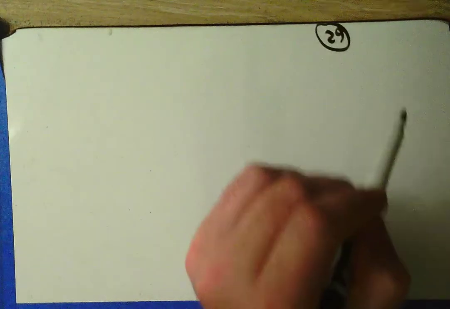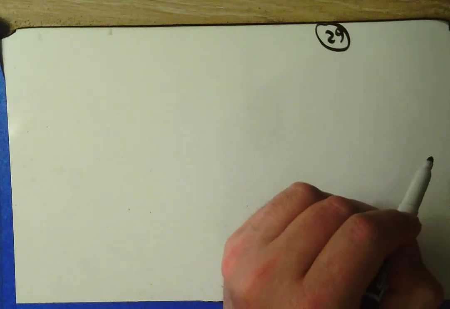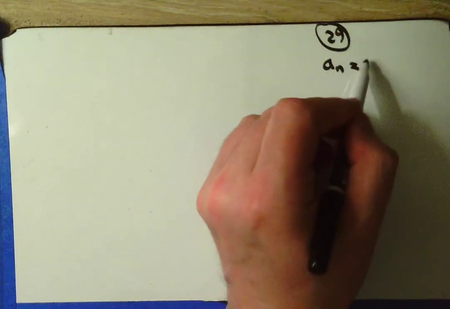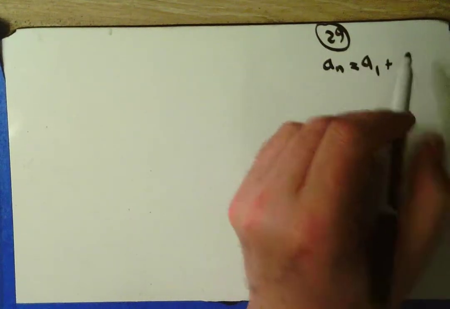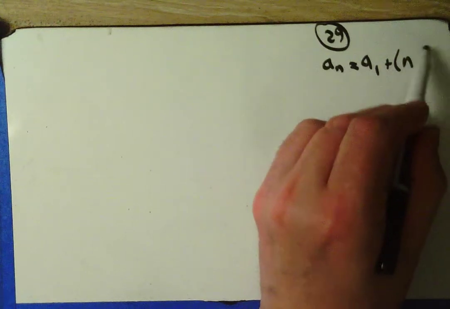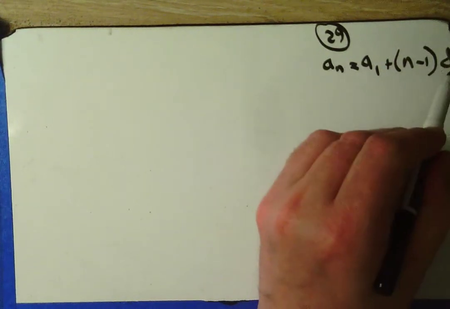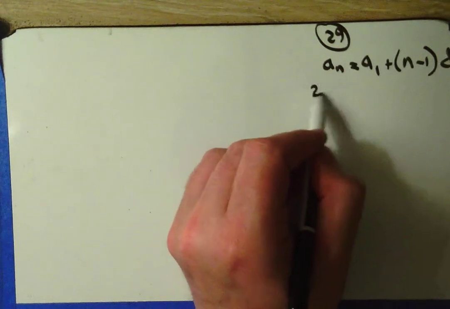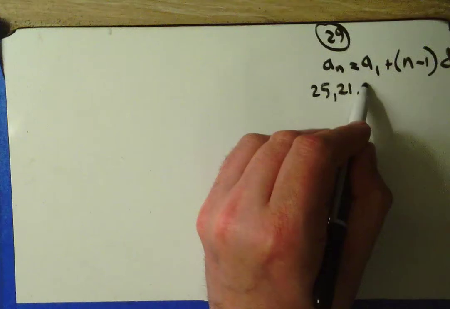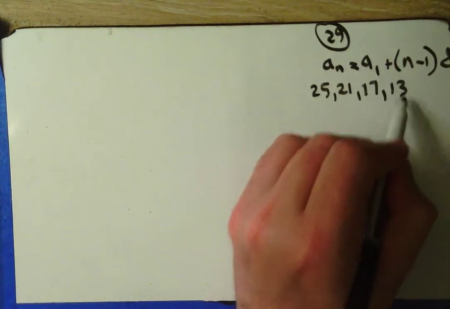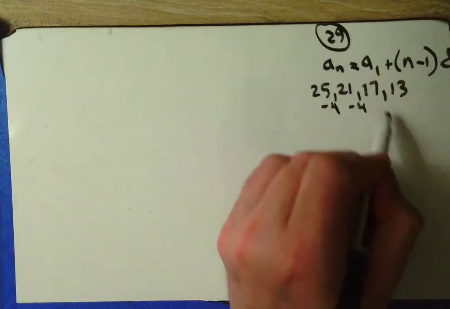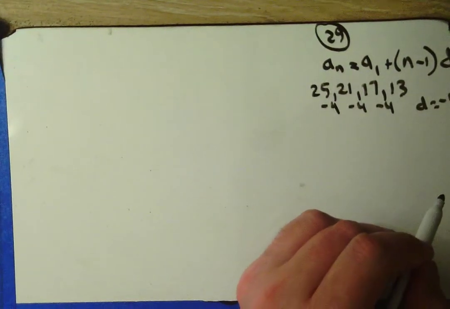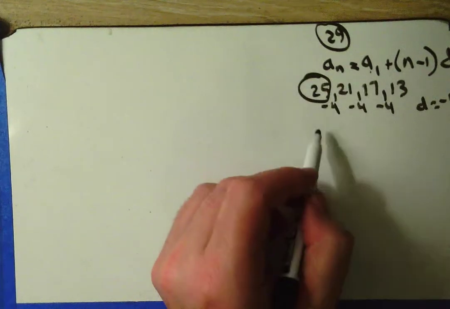29. The first 4 terms of an arithmetic sequence are this. What is the 20th term? Remember, the recipe for an arithmetic sequence is a sub n equals a sub 1 plus n minus 1 times d. D is the common difference, how much these values go up or down by each time. I notice that these values aren't going up, they're going down. Down by 4, down by 4, down by 4. So we know that d equals -4. We also know a sub 1 is 25.